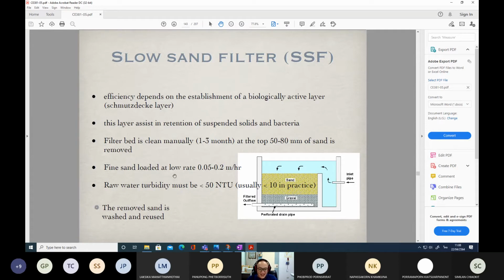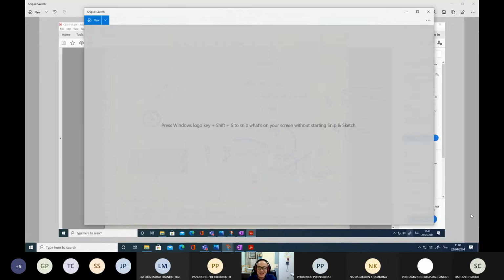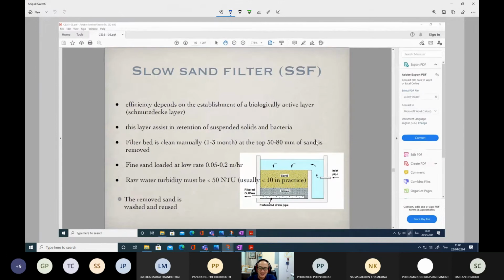The sand filter operates at a lower filtration rate. Actually, this is the filtration rate. It usually is in the range of 0.05 to 0.2 meters per hour. What does it really mean by the filtration rate? You have to think about how water moves through the filter. It moves like this. This is the flow rate, Q, before being collected at the under drain perforated pipe.